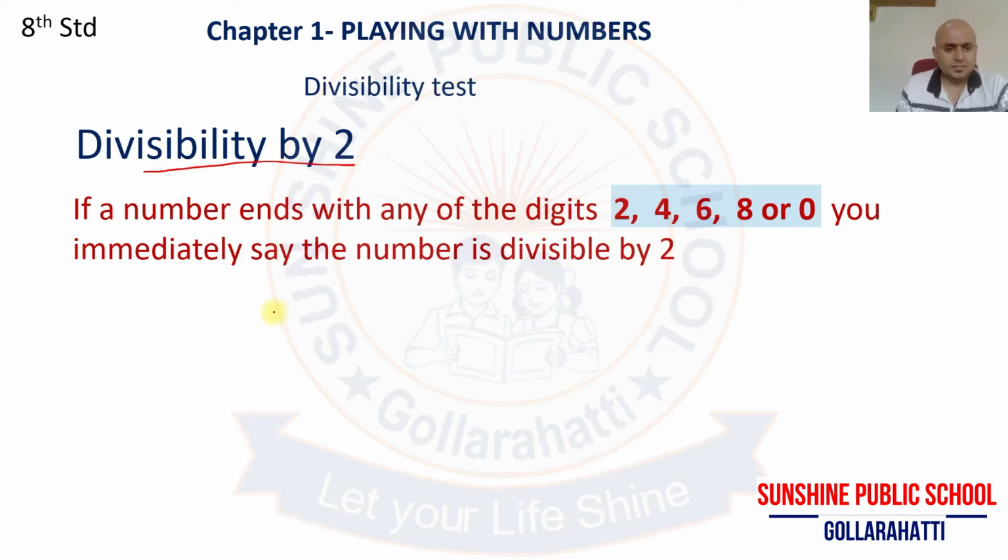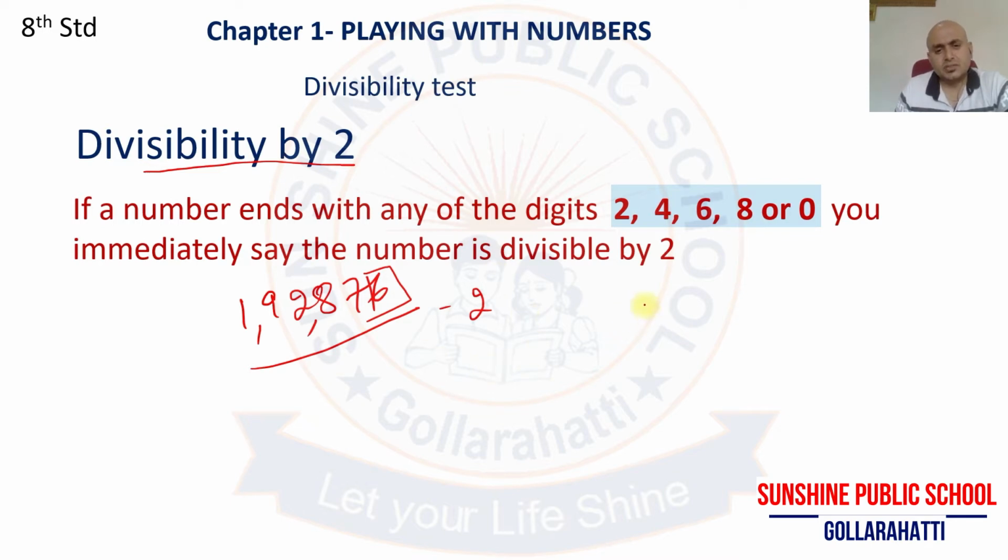For example, 192,876. By looking at the last digit 6, we can say that this full number is divisible by 2. And not only this number, any number that ends with 2, 4, 6, 8, 0, you can say immediately that the number is divisible by 2. For example, one more example, 375,642. This is also divisible by 2 because the last digit is 2. If a number ends with 2, 4, 6, 8, 0, the whole number is divisible by 2.